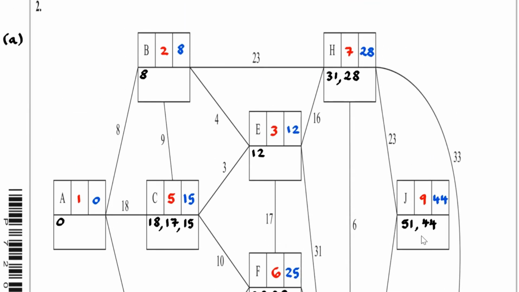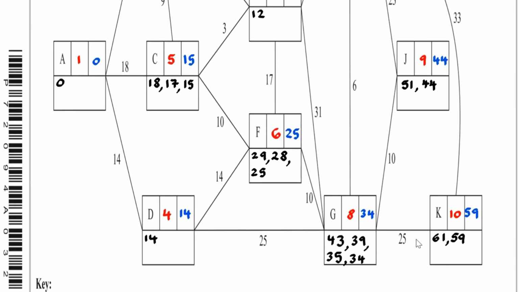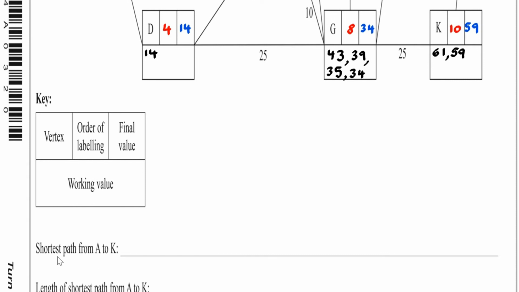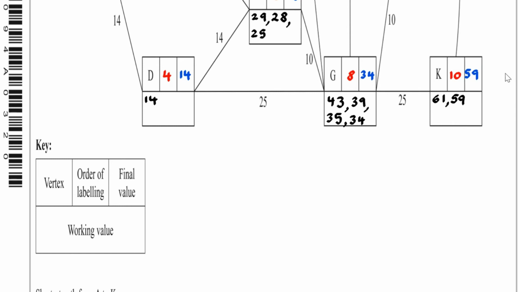So here is our completed network using Dijkstra's algorithm. And now what we have to do is find the shortest path from A to K and the length of the shortest path from A to K. Well, the length of the shortest path from A to K, that quite simply is 59.